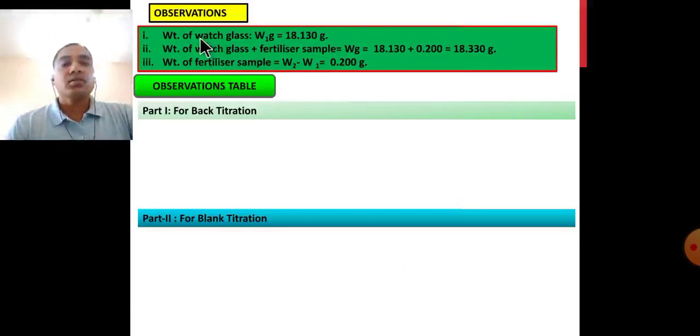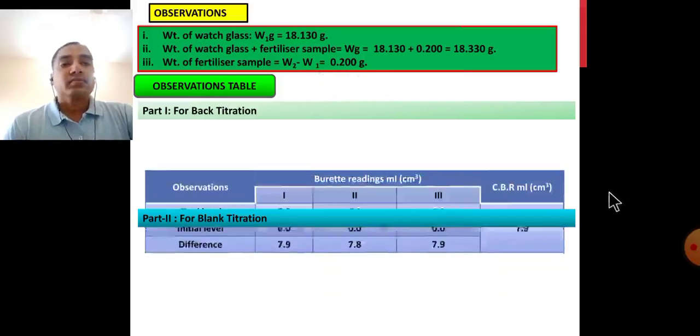Observation of this experiment. Weight of watch glass is W1 = 18.130 gram. Second observation, weight of watch glass plus fertilizer sample, W2 = 18.130 + 0.200 = 18.330 gram. Third observation, weight of fertilizer sample is W2 minus W1 = 0.200 gram.